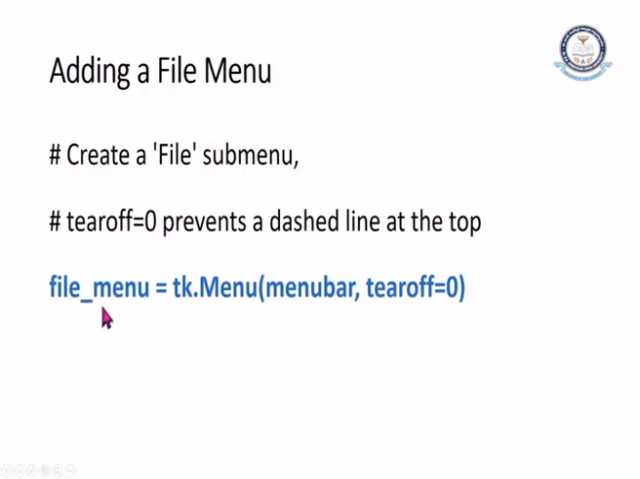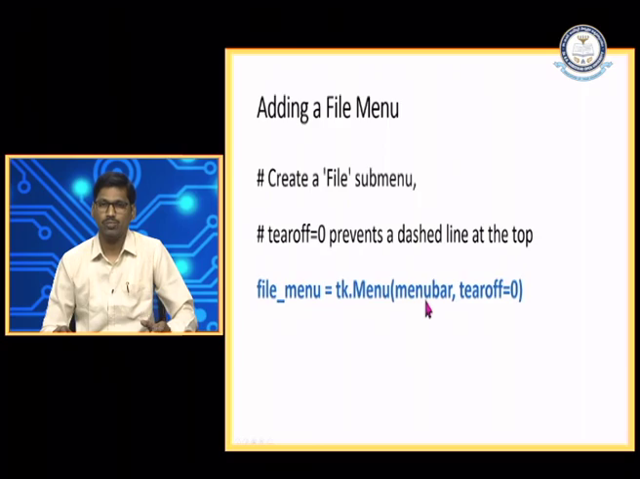See here, file menu is the object name, you can give any name, assigned tk.menu and menu bar. Menu bar means I am creating this menu as a child of the menu bar, that is the meaning of this code. Okay, I want to create a menu as a child of the menu bar.